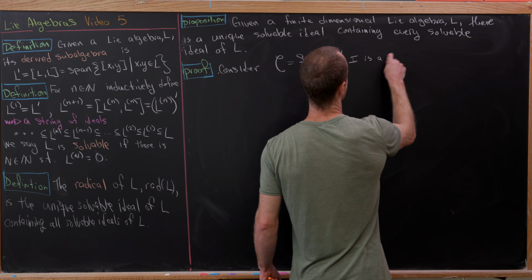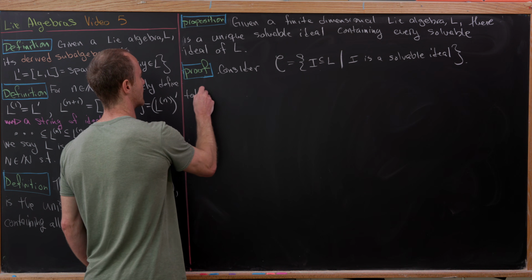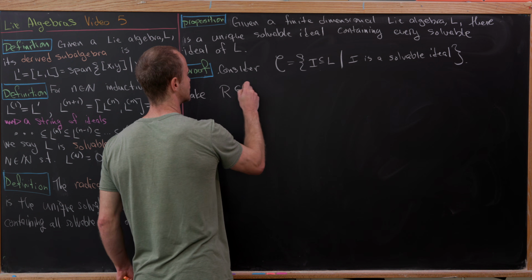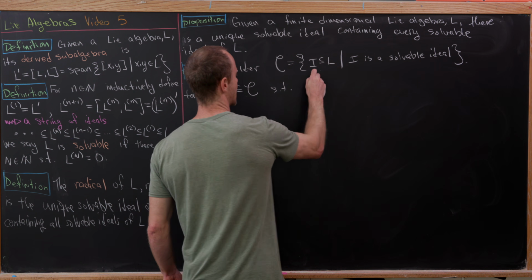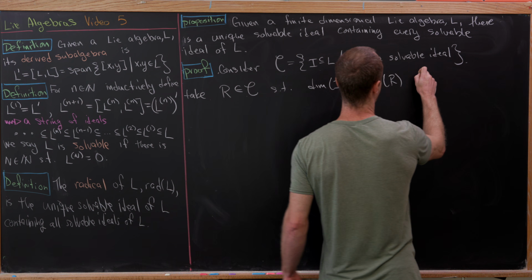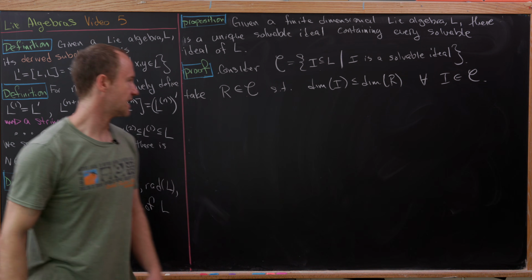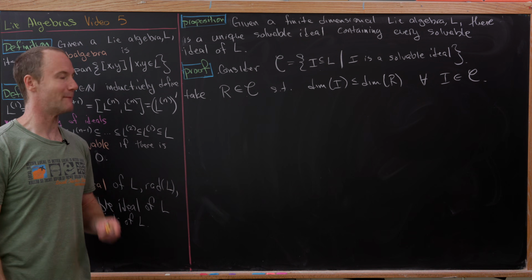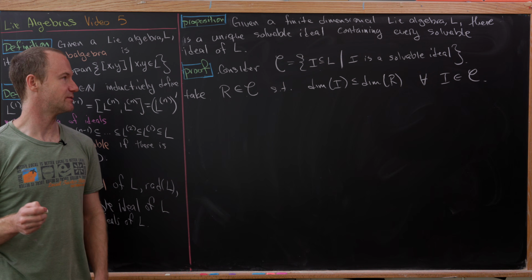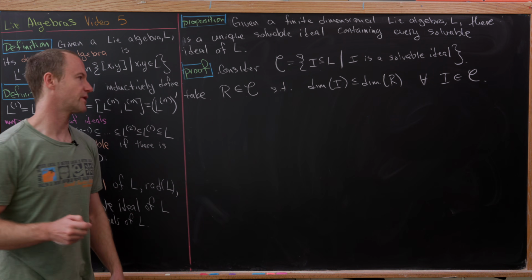So I is a solvable ideal. And then next up, what we want to do is use the fact that we've got a finite dimensional vector space here. So let's take R, which is an element of C, such that the dimension of I is less than or equal to the dimension of R for all I in C. So in other words, it is an element of C with the maximum dimension. And notice the ability to get something with maximum dimension is only possible because we have a finite dimensional Lie algebra. So that's where we use that.